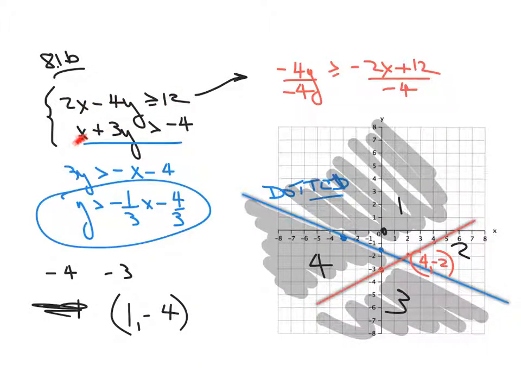That works. 4 plus negative 6 is negative 2. Is negative 2 greater than negative 4? Yes. So the answer to this problem is any number that fits in there. And that's it.